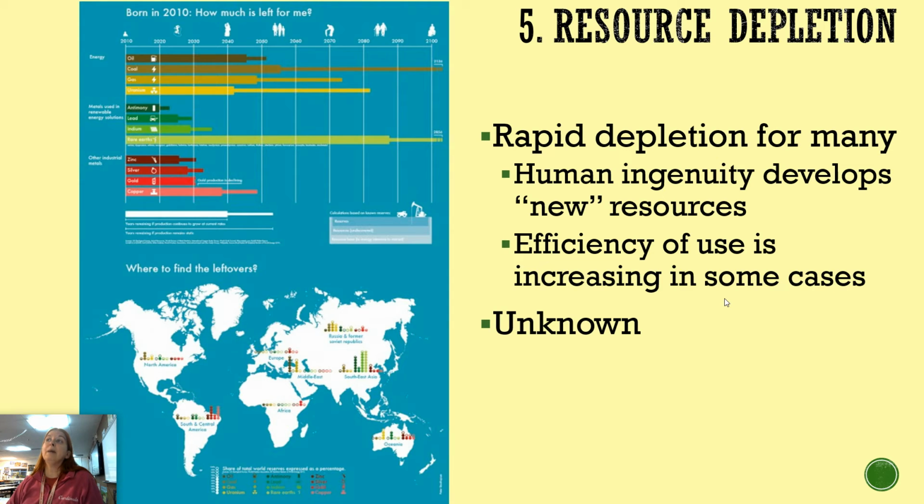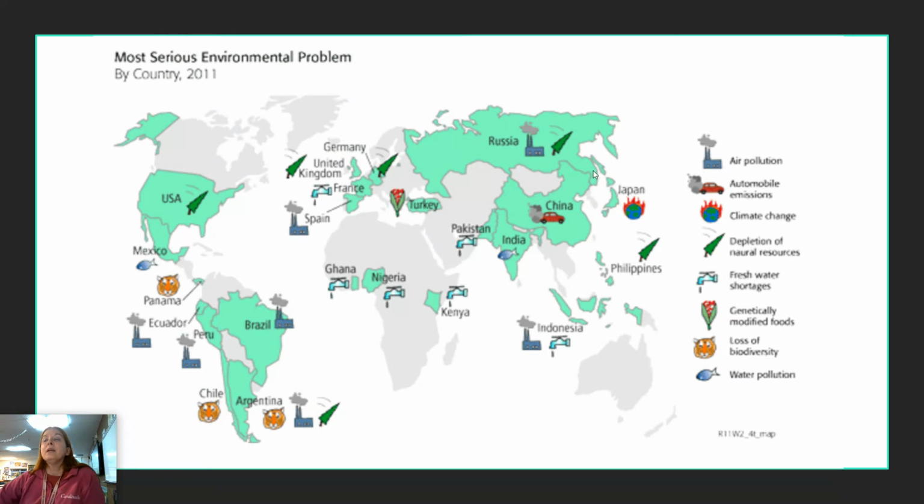Resource depletion. Rapid depletion for many. Human ingenuity does develop new resources, and the efficiency of use is increasing in some cases, but it's unknown. There's still a lot of stuff that we're using up, a lot of non-renewable resources that once they're gone, they're gone. A lot are used in electronics. Here is an interesting graphic of the most serious environmental problems. So we have air pollution, automobile emissions, climate change, depletion of natural resources, freshwater shortages, genetically modified foods, loss of biodiversity, and water pollution. So you can see the different issues in different parts of the world.